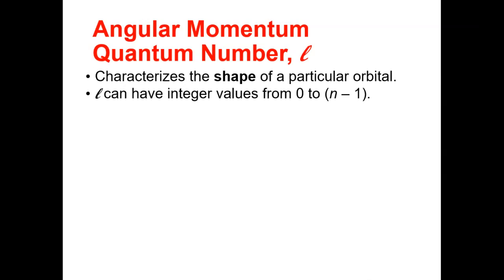And the allowed values for the angular momentum quantum number: l can be any value from 0 up to n minus 1. What energy level are you at? Subtract 1 from that number of the energy level, and that will be the highest l value that is allowed mathematically as a solution to the Schrodinger equation.